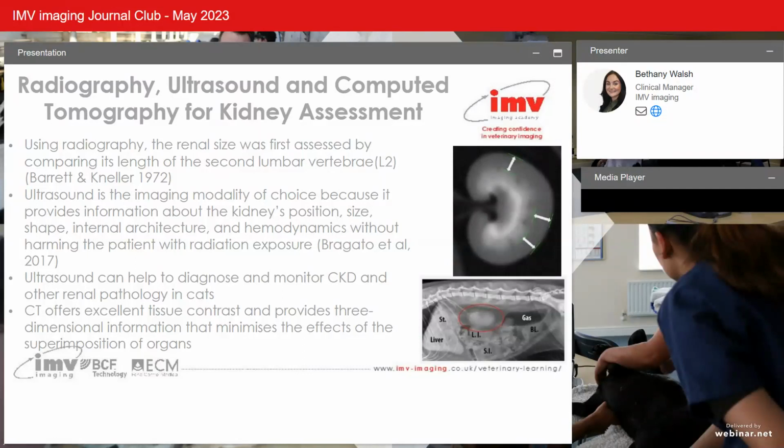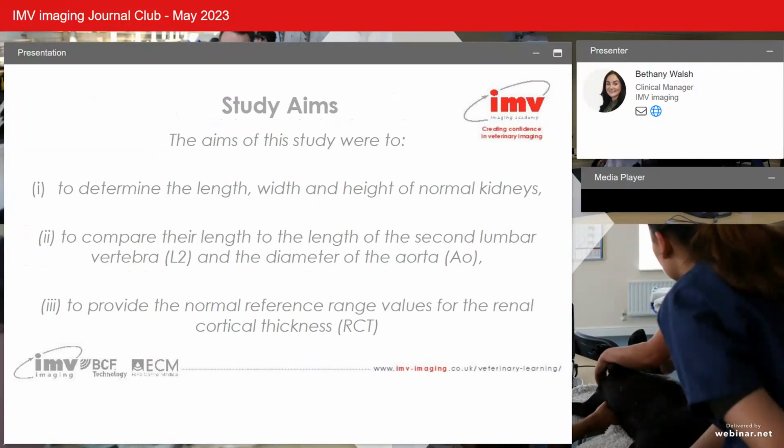CT offers excellent tissue contrast and provides three-dimensional information that minimizes the effects of superimposition of organs. However, the high dose of radiation should always be taken into consideration. The aims of this study were, firstly, to determine the length, width, and height of normal kidneys. Secondly, to compare their length to the length of the second lumbar vertebra and the diameter of the aorta. And thirdly, to provide normal reference range values for the renal cortical thickness.